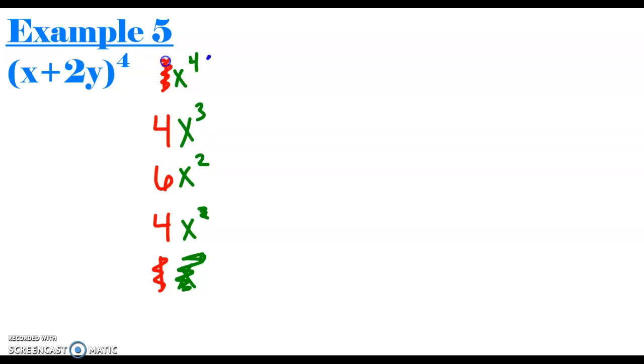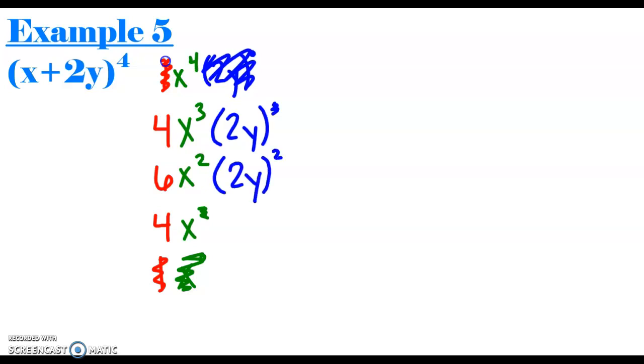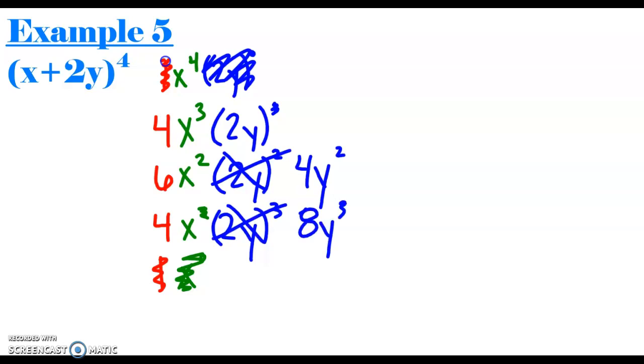We've got 2y. So I'm starting off with 2y to the power of 0, which isn't going to do anything. Right? 2y to the power of 1 is 2y. 2y to the power of 2 would be 4y squared, 2y times 2y. 2y to the power of 3 would be 8y cubed, and then 2y to the power of 4 would be 16y to the fourth.